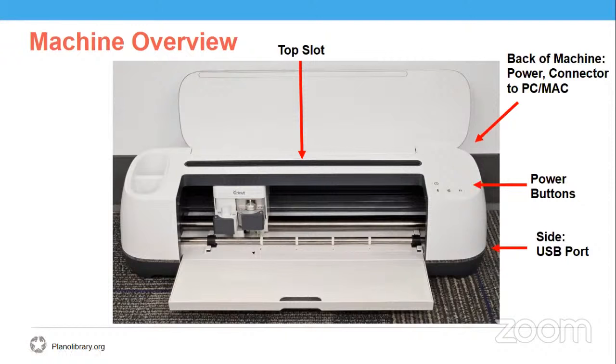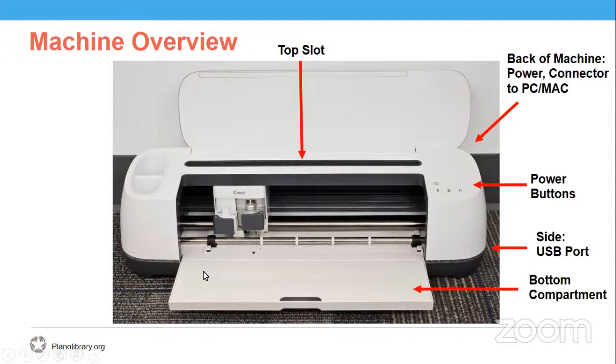Here on the side, not pictured, there should be a USB port. So it's really nice if you are using that device. If you're able to connect Bluetooth, you can charge your machine at the same time. If it's a longer cut or a more detailed cut and you're worried that your device may lose power, you can plug it directly into your machine to keep it charged.